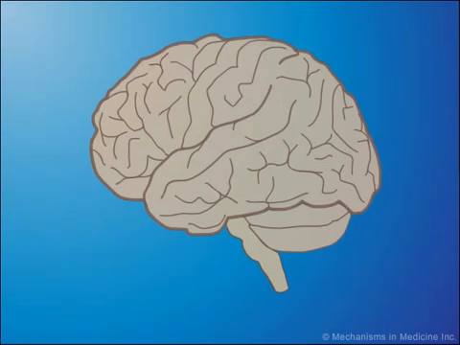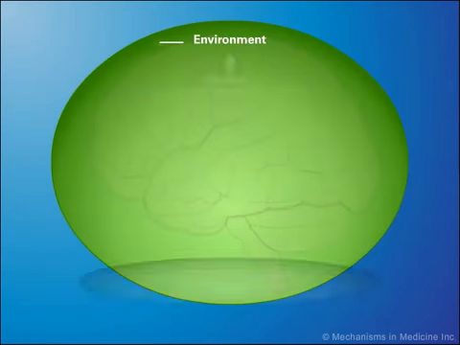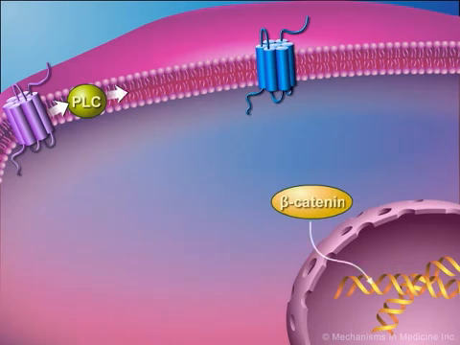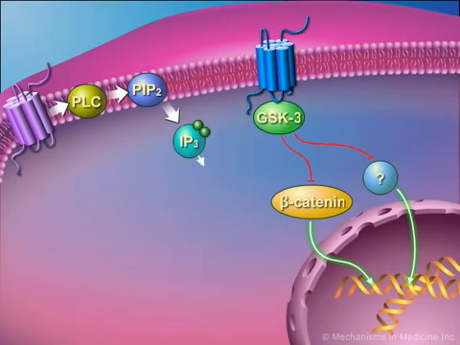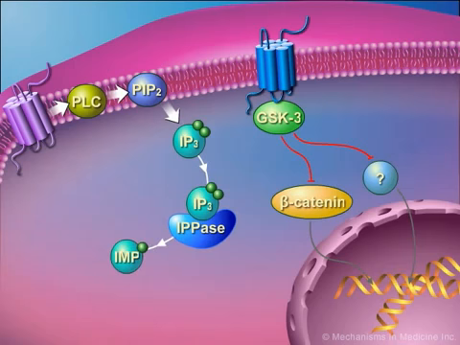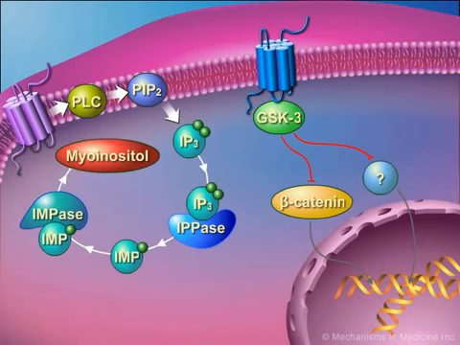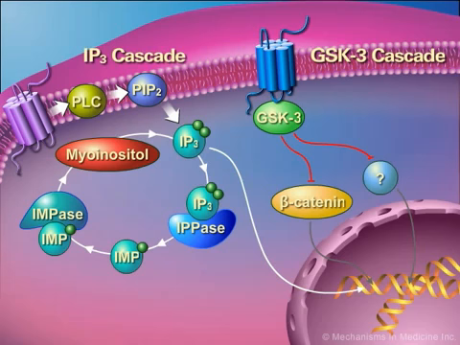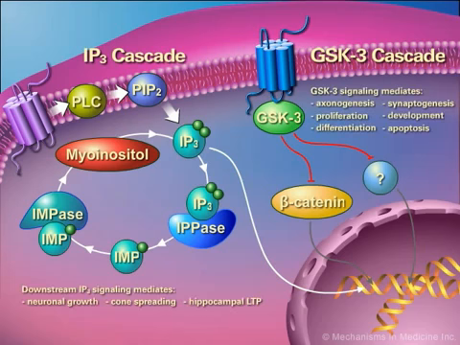The pathophysiology of bipolar disorder encompasses environmental, behavioral, neuronal, cellular, and molecular levels. At the molecular level, aberrant signaling cascades alter synaptic plasticity. Strong evidence supporting the importance of second messenger signaling has come from studying the targets of mood-stabilizing drugs such as lithium. GSK3 and IP3 signaling cascades are known to mediate axonogenesis, synaptogenesis, neuronal growth, and cone spreading. Other downstream effects may also be involved.